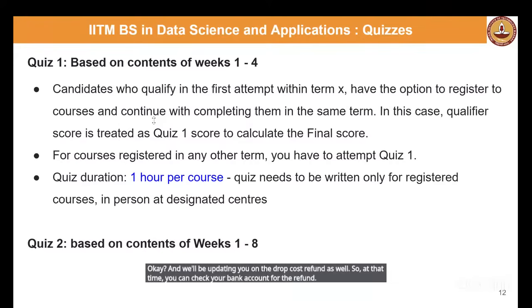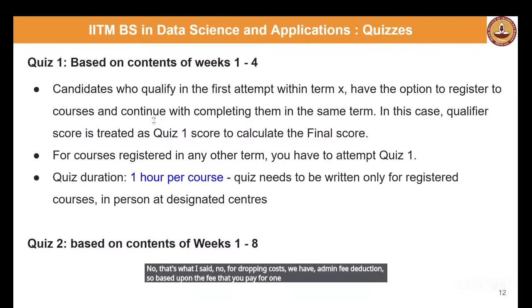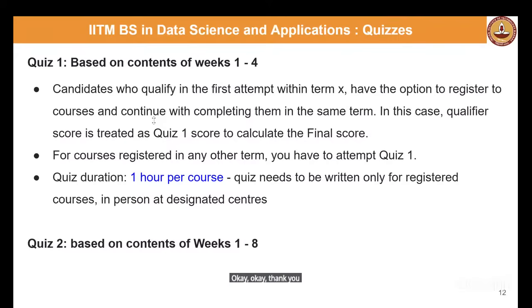But what is the extra payment for changing or dropping? You want to change the program? No, to drop the course. For dropping a course, we have an admin fee deduction. Based upon the fee that you pay for one course, the admin fee will be deducted. The remaining amount will be credited back to your bank account itself. Okay, thank you, ma'am.